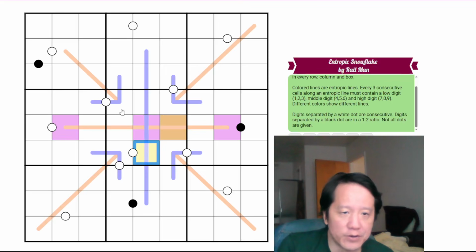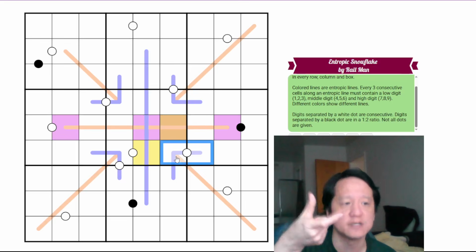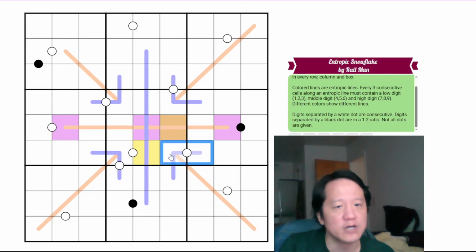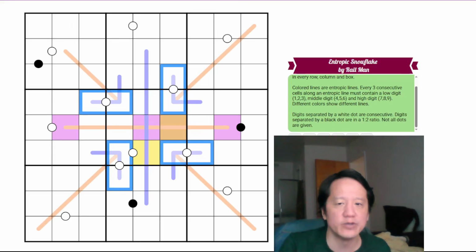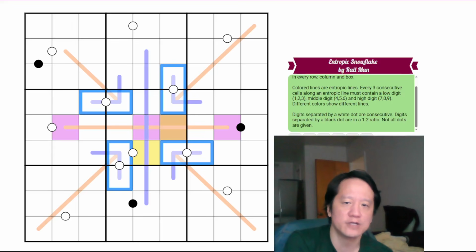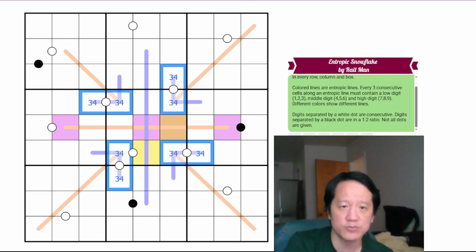One thing we know, though, is these here and here and here have to be consecutive, yet be in different sets. The only possible combination for those are 3, 4, 6, and 7, because no other consecutive digits are from different sets. So this has to be 3, 4, 6, 7.